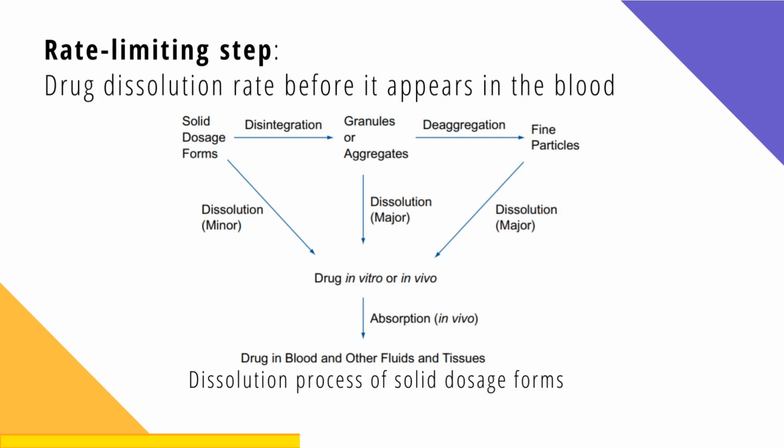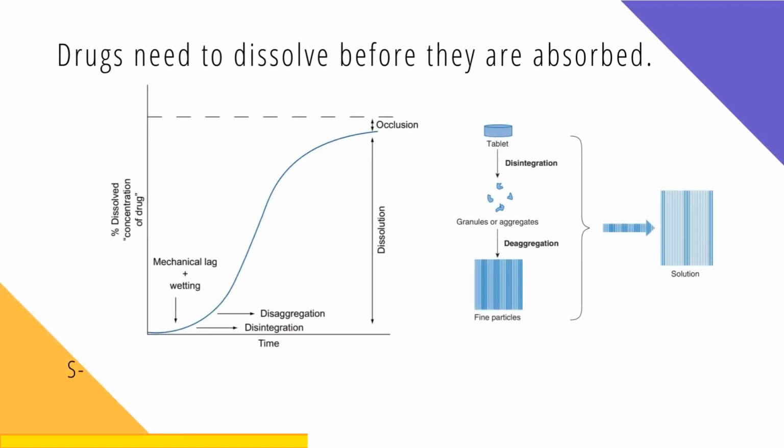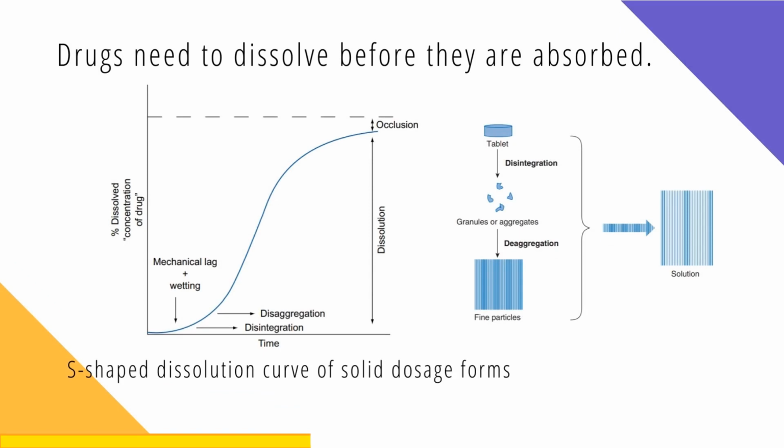So as you can see here in the flow chart, dissolution is the process that can occur in any stage after the drug has been swallowed, whereby the tablet undergoes disintegration and deaggregation for more dissolution to occur. When you translate all this into the graph, it forms an S-shaped curve, whereby the dissolution phase contributes to most of the percentage of dissolved drug, which is the concentration of the drug in the blood.